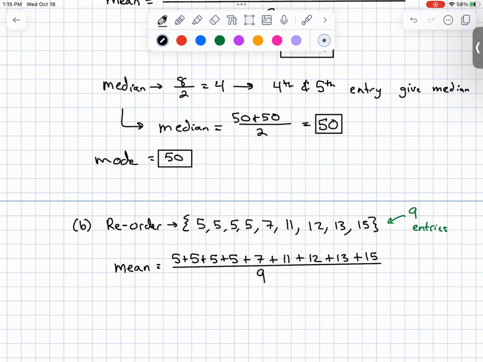And that ends up being 78 over 9. Yeah, 78 over 9. And that is 8.666 repeating, so approximately 8.7 for our mean.